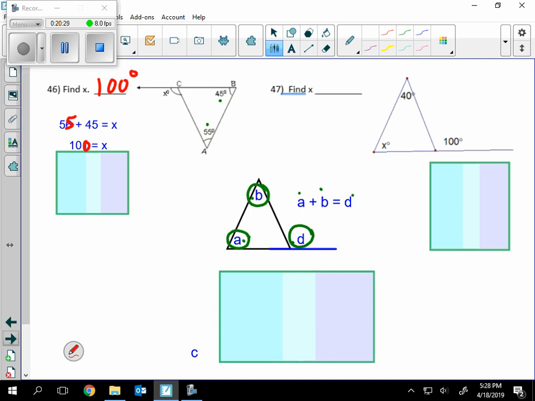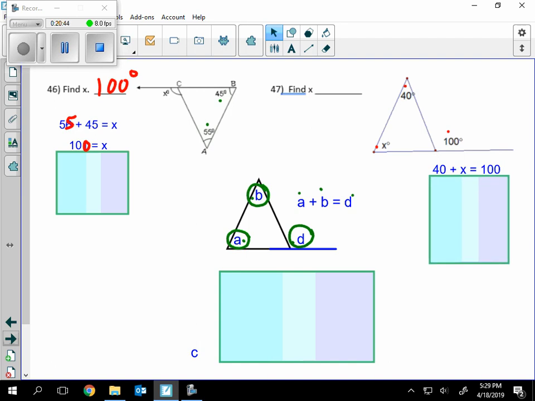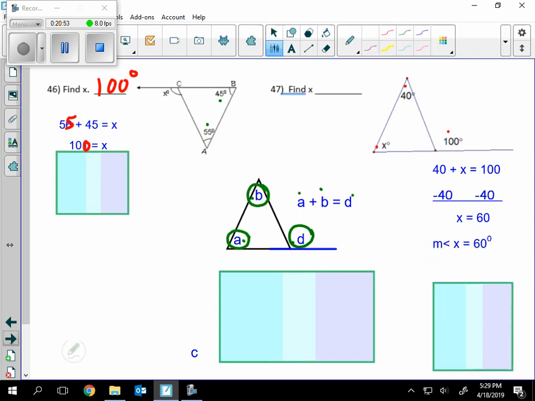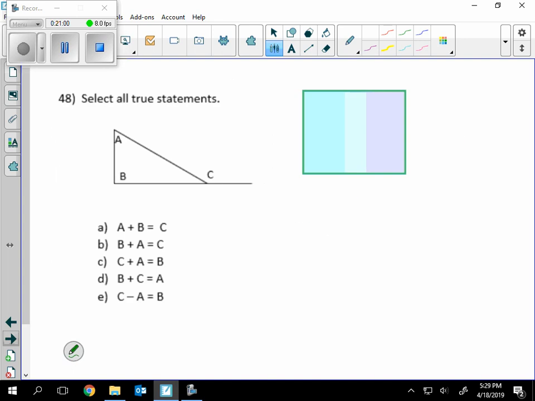All right, number 47. This one's a little bit different. It's still the same math. The two remote interior angles add up and equal the exterior angle. But this time our variable isn't by itself. 40 plus x equals 100. To get x alone, we would subtract 40 to both sides. So x is 60. The measure of angle x is 60 degrees. The math is easy. You just have to remember the rule.